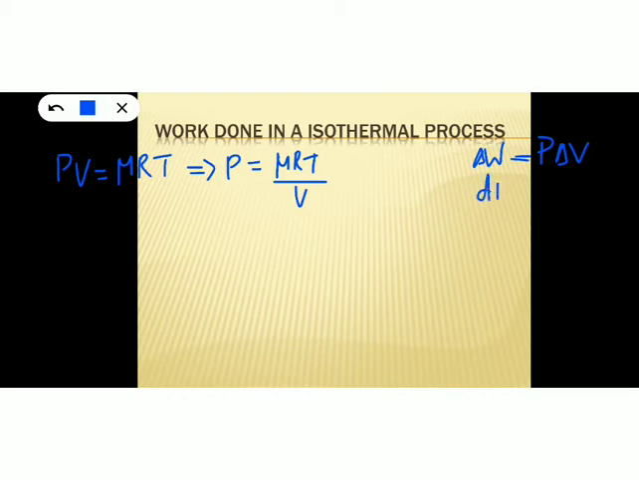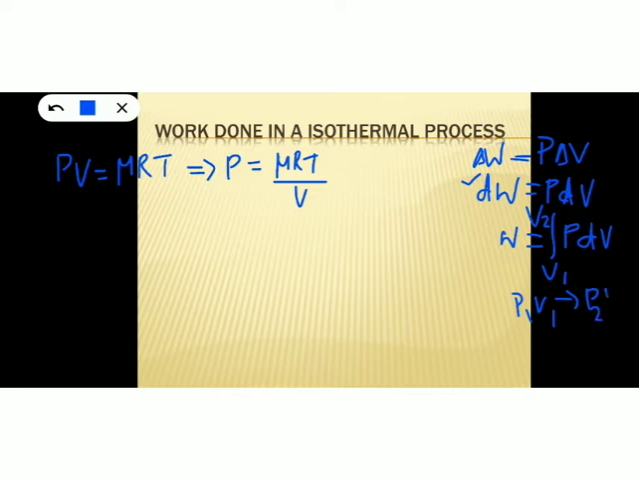So dW will be equal to P dV. Delta operator is denoted by D operator. This is the small work done. So the total work done W will be equal to integral of P dV between the limits V1 to V2, where dV is the change in volume. So here integration is with respect to change in volume. So the limits of integration will be from initial volume to final volume. So initially the system is in the state P1 V1, and after undergoing the isothermal process, the system changes its pressure and volume to P2 V2.